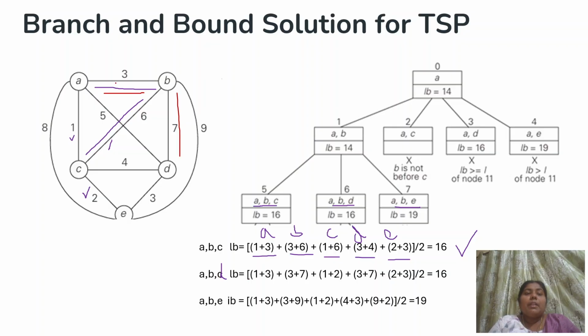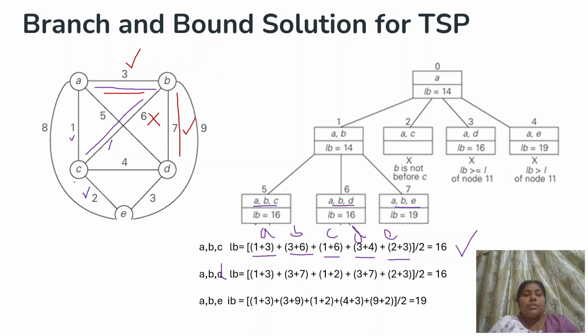For A, it is 1 plus 3, because from A to B we have to select here. And for B, the very important thing is that we are just going to select 3 because it is on the path. But we are not able to select this 6. The part we have to select is this 7. So I am just going to select 3 plus 7.